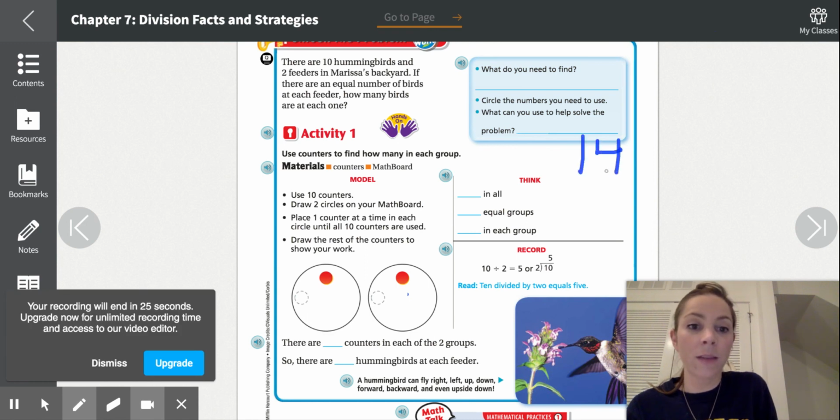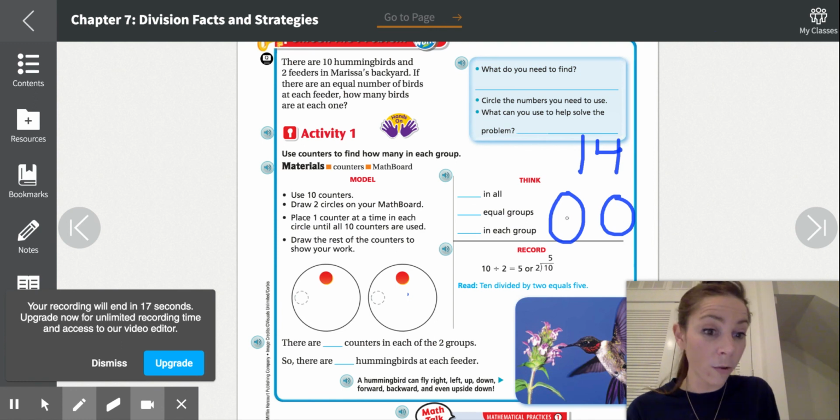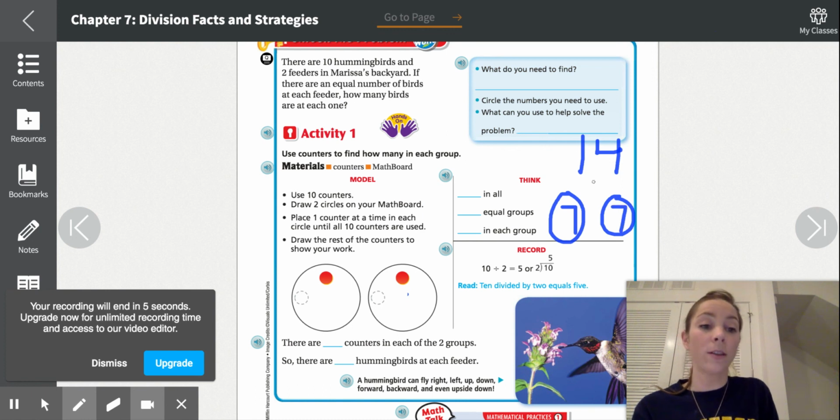If I had to make that into 2 groups, and I know I have to have the same number in each, let's try some. Is 4 plus 4 14? No. 5 plus 5? No. 6 plus 6? No, that's 12. Is 7 plus 7 14? Yes. So that is a mental math way to divide by 2. What is the double that would equal your total?